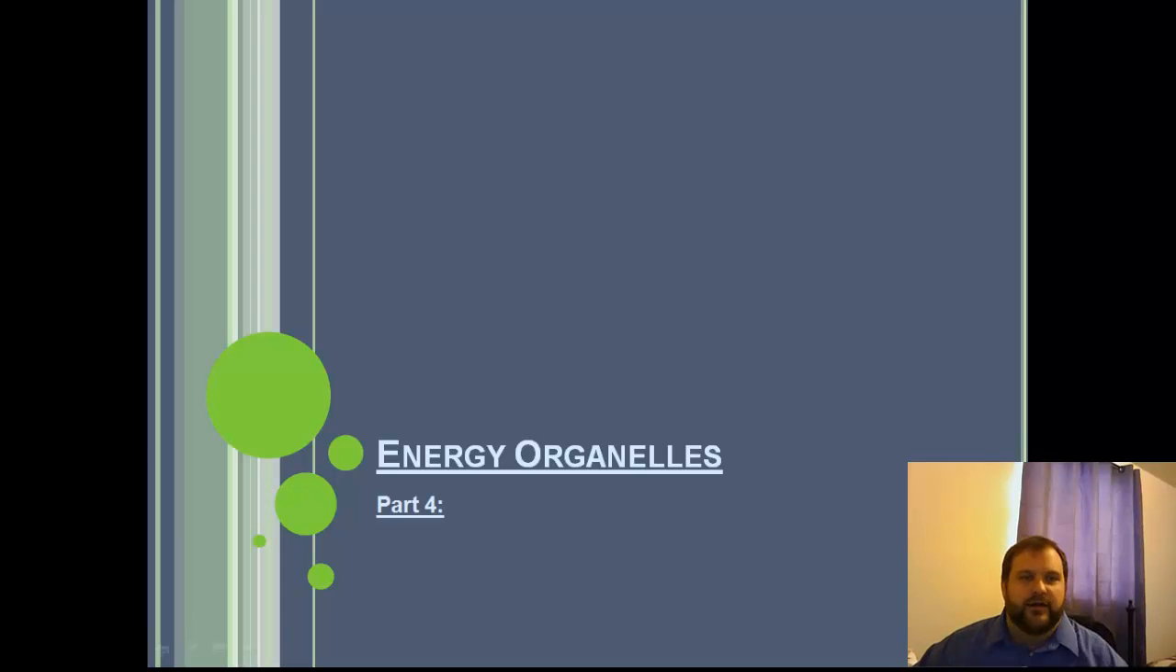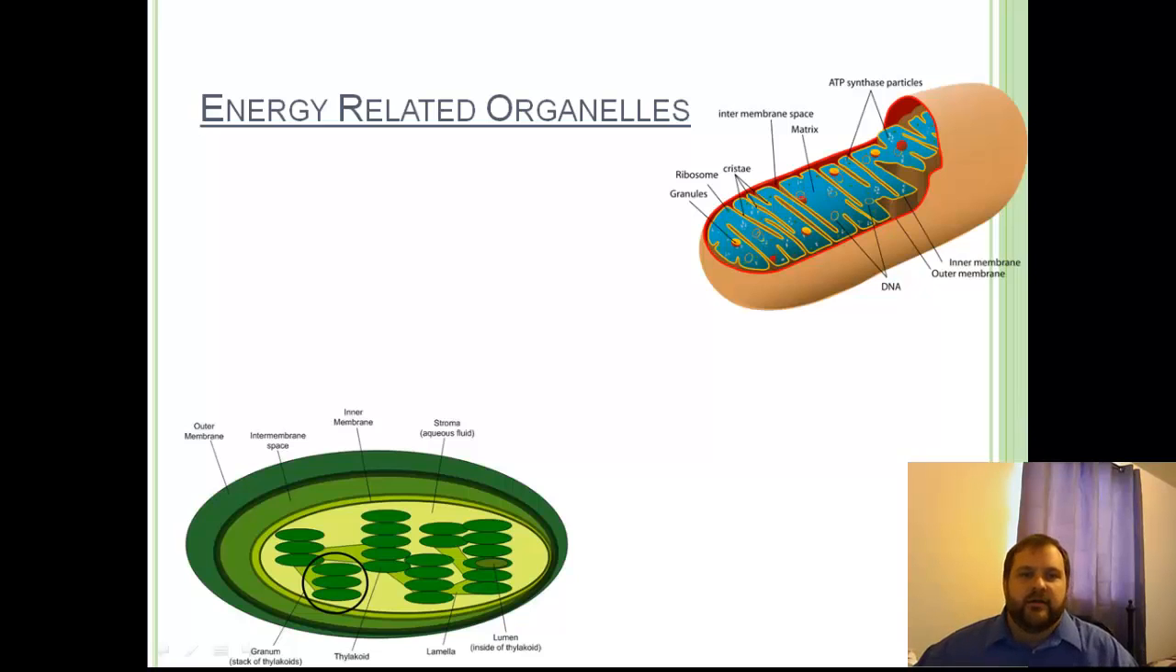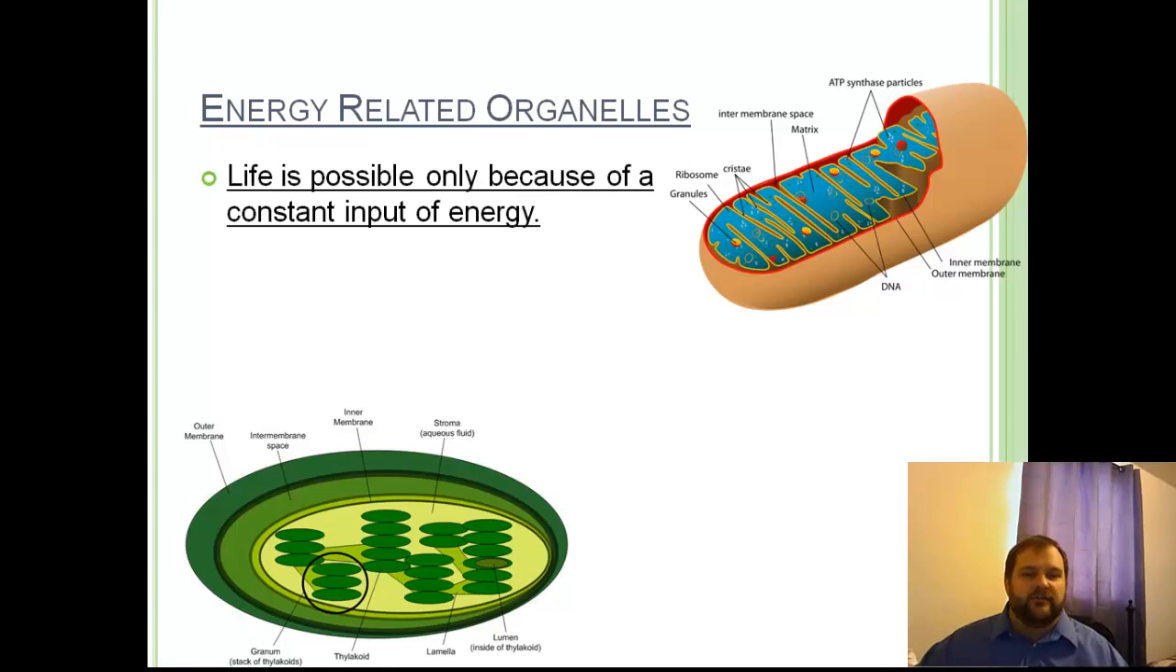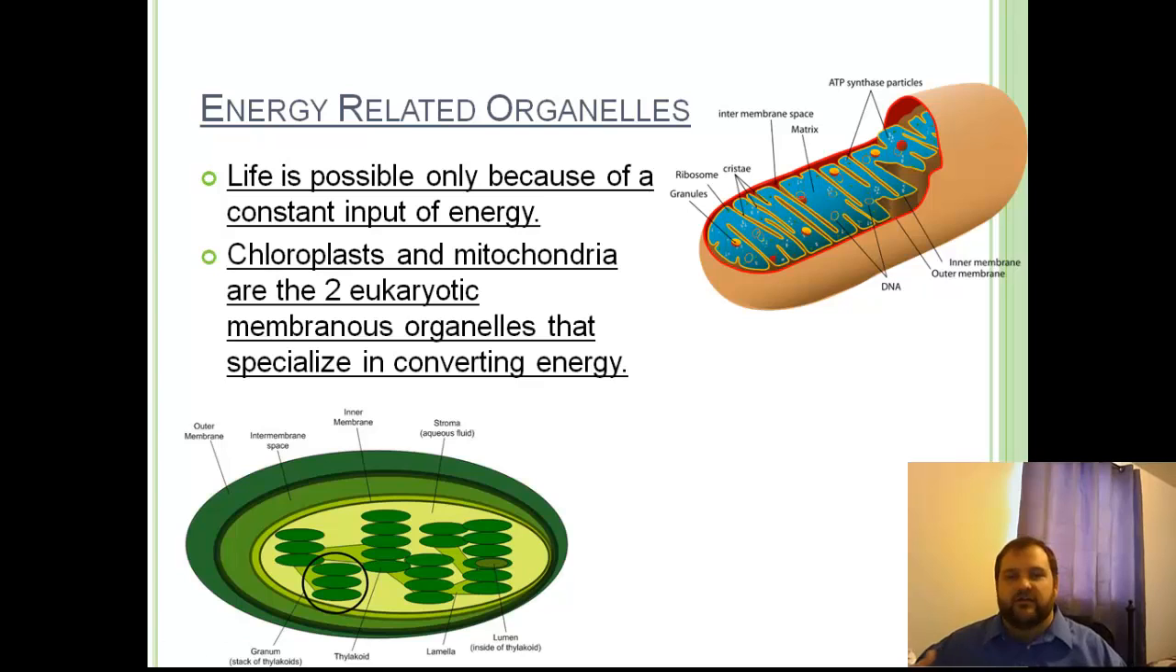Okay, so that's where we're going. Life is only possible because we have energy. Without energy, life would not be possible. Chloroplasts and mitochondria are the two organelles that are responsible for generating energy for the cell, or converting energy to a usable form. They both do things a little differently, and we'll talk about how they work. But the primary thing is either getting energy into a usable form or turning that usable form into energy.